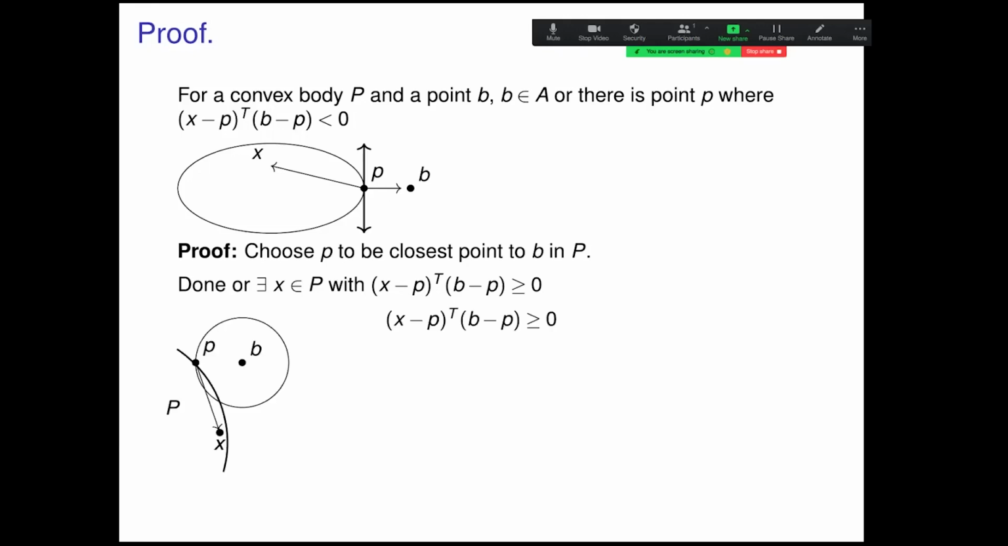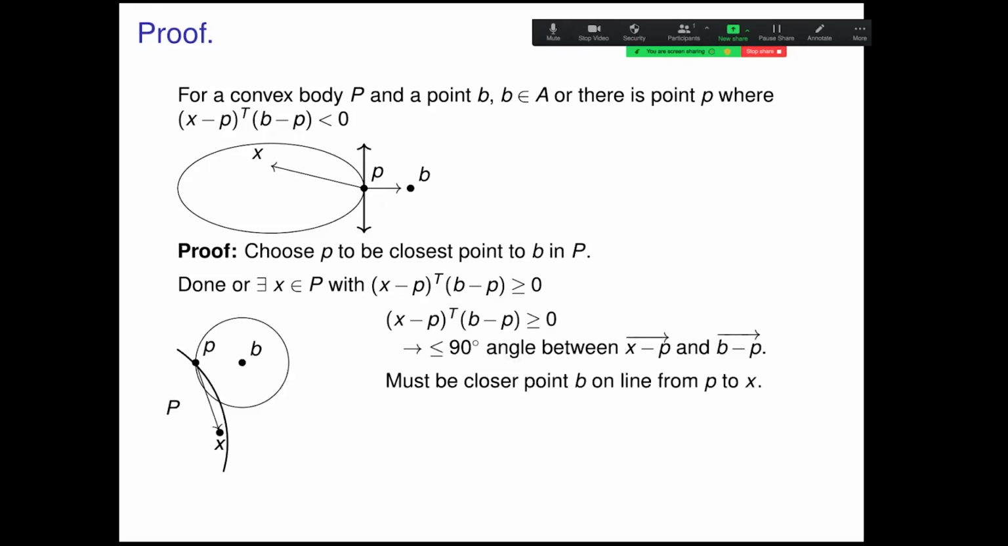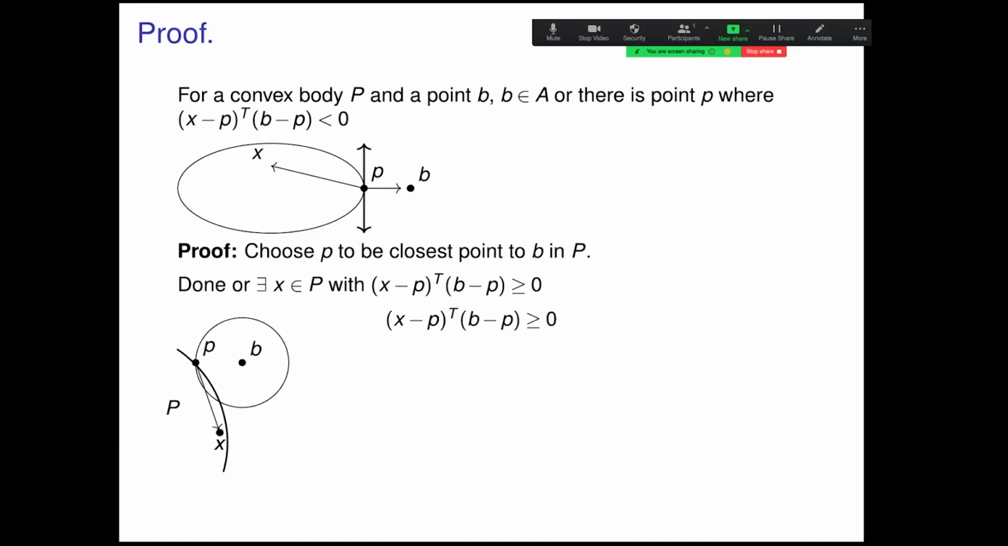If you think about it, either this satisfies it, and we're done, since the condition we wanted is that this is less than or equal to 0 for all x in A. Does that make sense? And if we're not done, this is the negation of that statement.